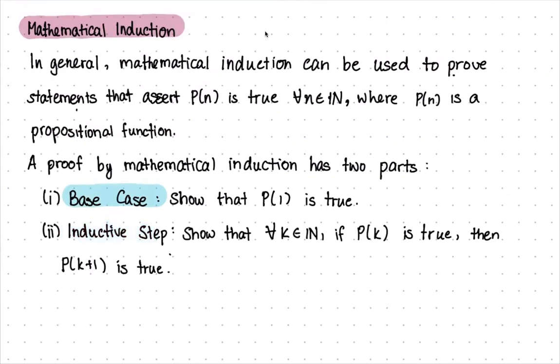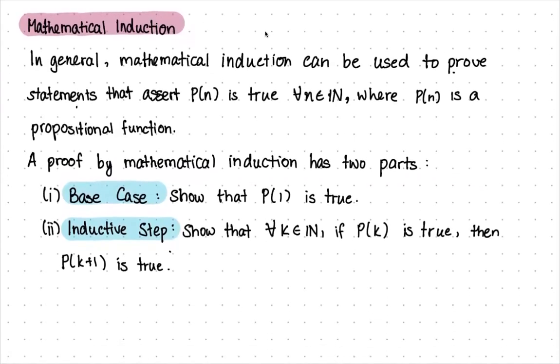What our inductive step tells us is that we have to assume that for every positive integer k, if we assume that the propositional function at k is true, then it has to be true that the (k+1)th propositional function is also true. Those are the two steps we have to do to prove a statement using mathematical induction.